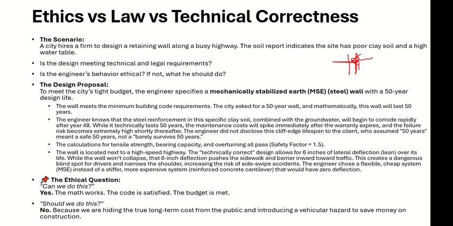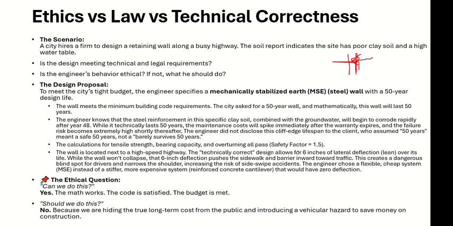Okay, now the budget which the city has given you for construction, you are meeting that, but it will create problems in the future. You are fulfilling all the requirements of the strength and the bearing capacity and the factor of safety, everything. You are meeting all the technical requirements, but at the same time you are creating a problem for the future.